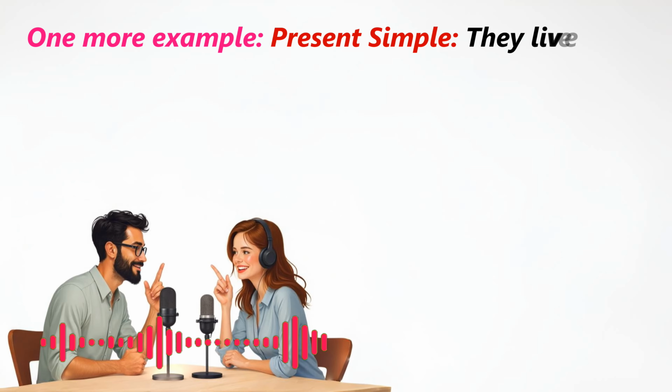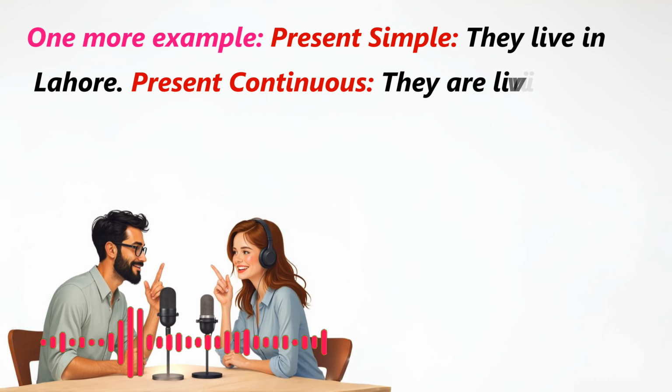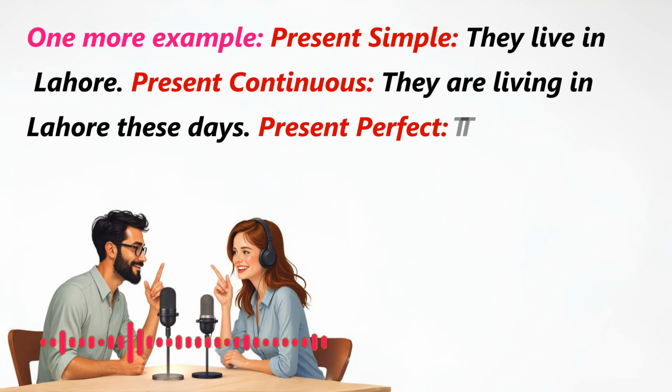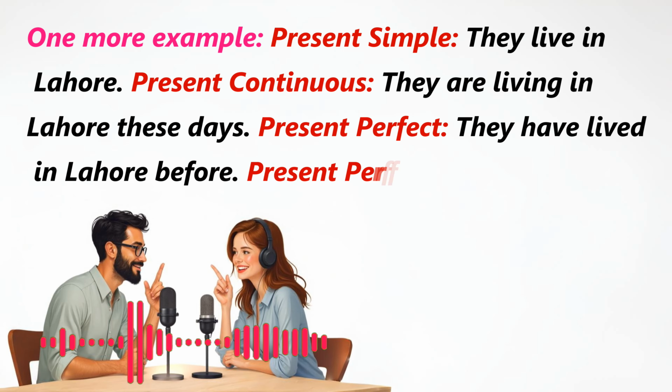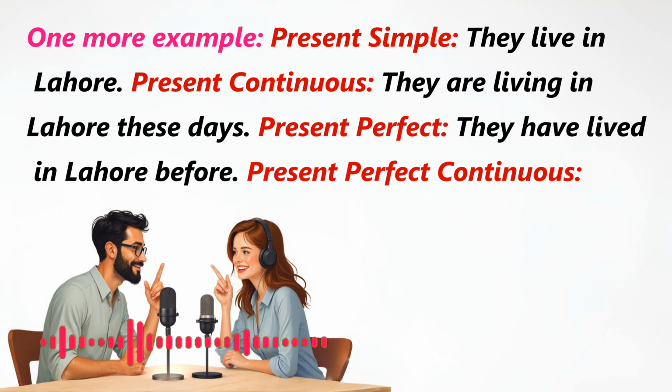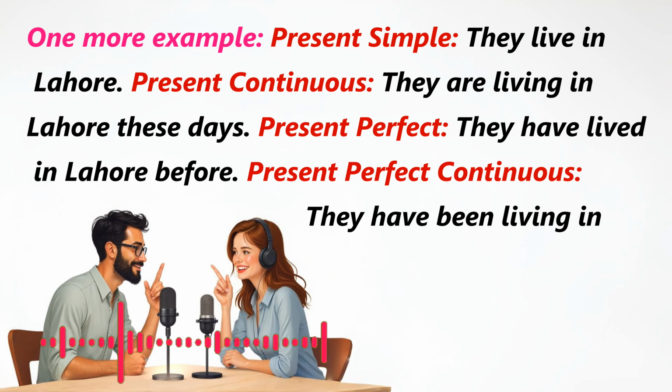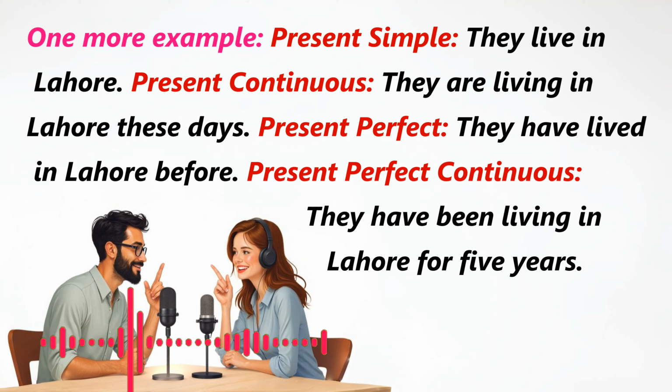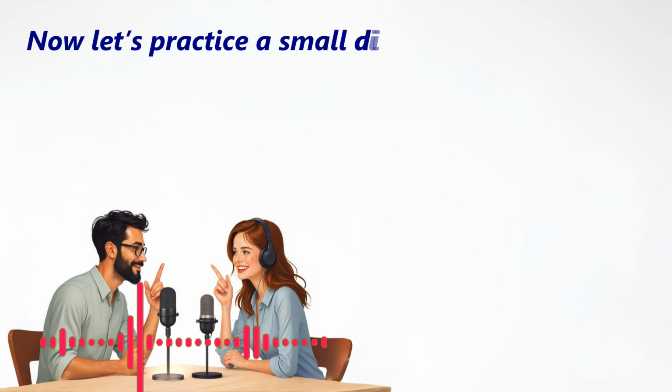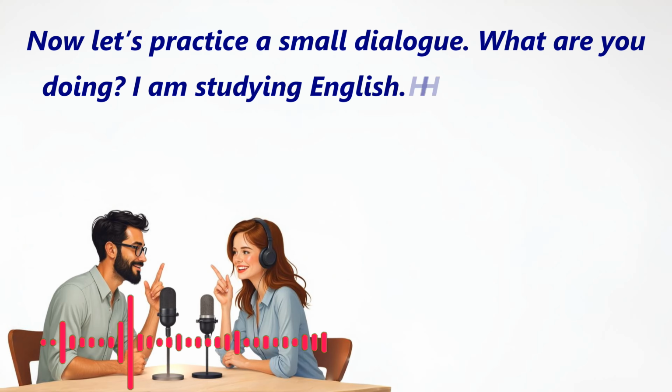One more example. Present simple. They live in Lahore. Present continuous. They are living in Lahore these days. Present perfect. They have lived in Lahore before. Present perfect continuous. They have been living in Lahore for 5 years. Now let's practice a small dialogue.